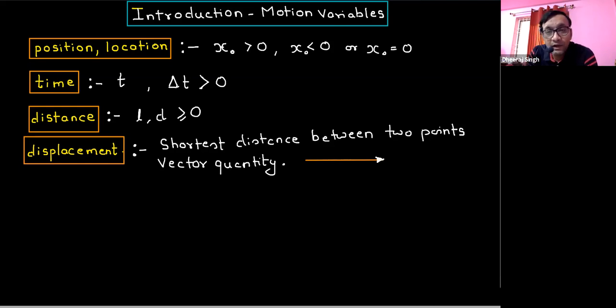Now, displacement actually gives us more information than distance. For example, if I tell you that I have traveled a distance of 100 kilometers, you'll have no idea where I'll be. I could have been back to the same location. But if I tell you the displacement is 100 kilometers in the east direction, then you will exactly know where I am. Fine. So displacement carries more information than distance.